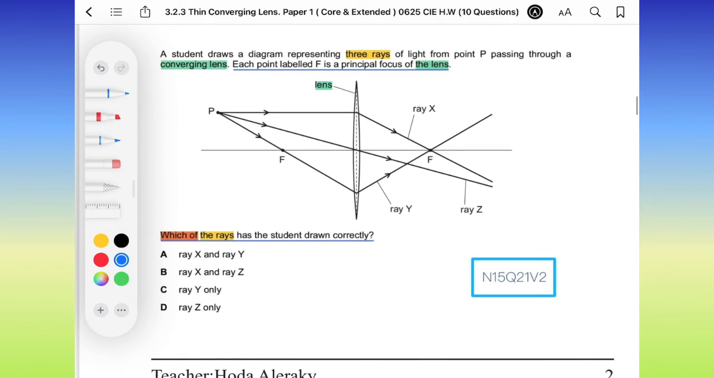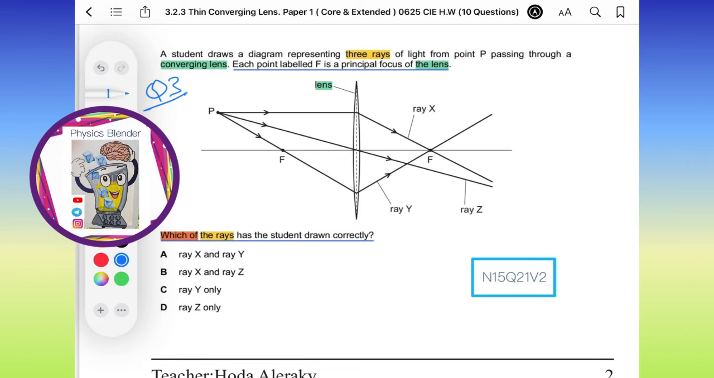Let's move to question 3. Question 3, back to our 3 standard rays. Which rays here has the student drawn correctly? We discussed 3 standard rays in detail. You can check our classwork. The first ray is parallel to the principal axis. Let's check ray X. Parallel to the principal axis here, okay, and it refracts through the focus. Focus is given, okay, so it's correct.